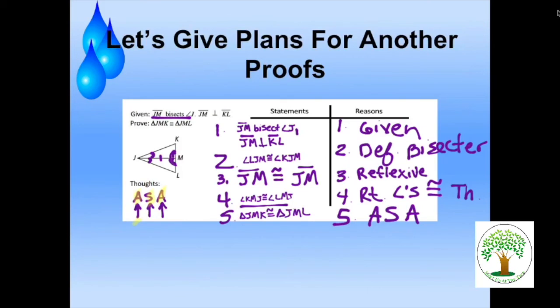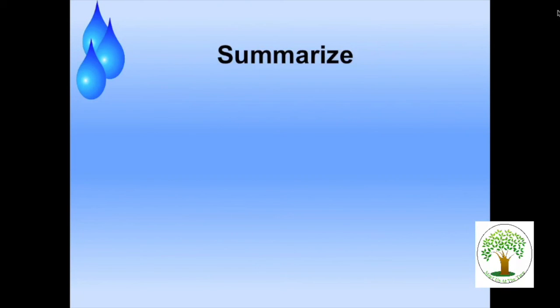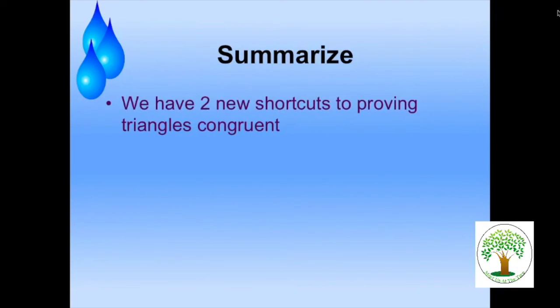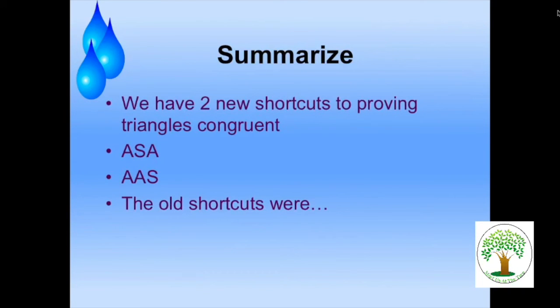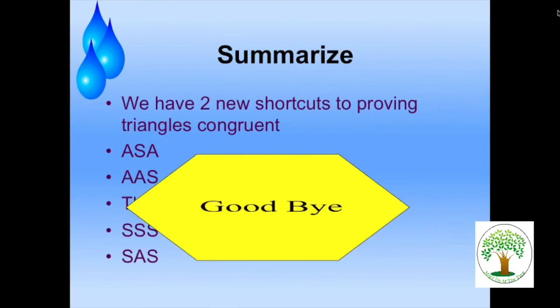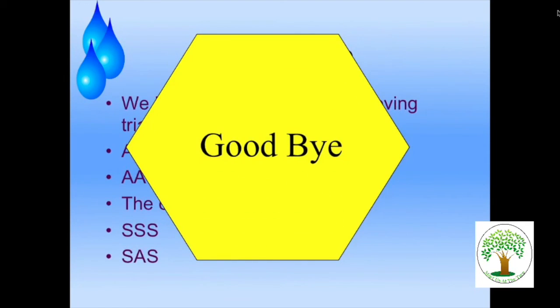To summarize really quick, we learned two new shortcuts for proving triangles congruent. We learned angle, side, angle. We learned angle, angle, side. We had our old shortcuts, side, side, side and side, angle, side. Some of your assignment will still have these on them. We reviewed the new ones at the beginning. All right. It's time to be done with this section and move to the next.